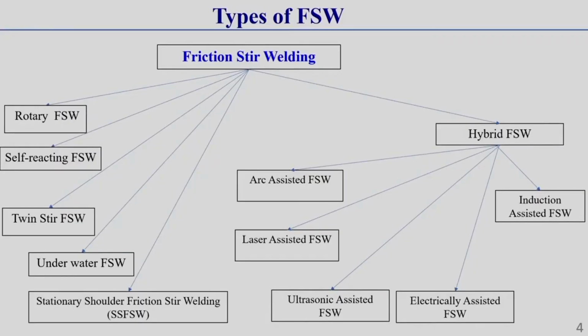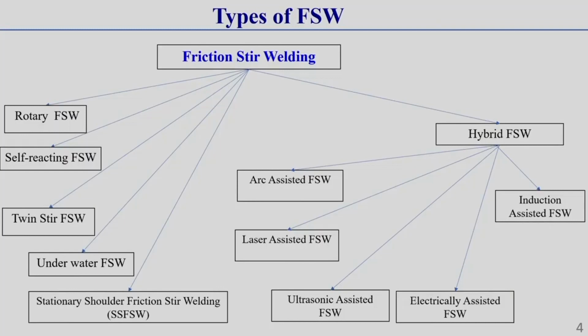Now here I am showing the types of friction stir welding process. Here you can observe there are different types of friction stir welding process. I am showing around 7 different friction stir welding processes. Depending upon different types of parameters, it is categorized. So here I am telling the names of these different categories of friction stir welding process.